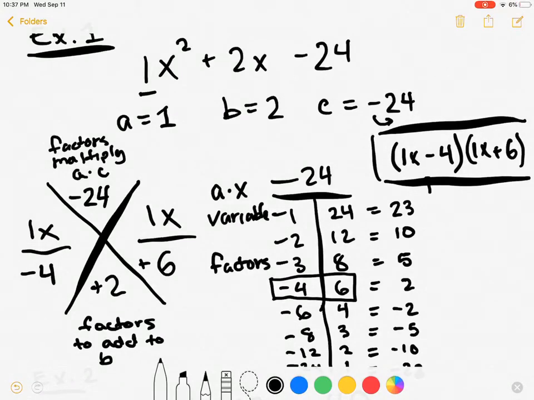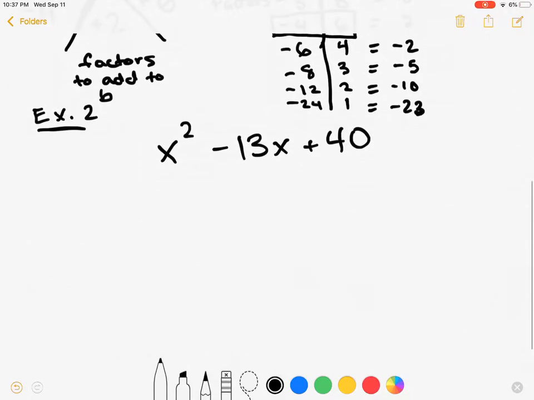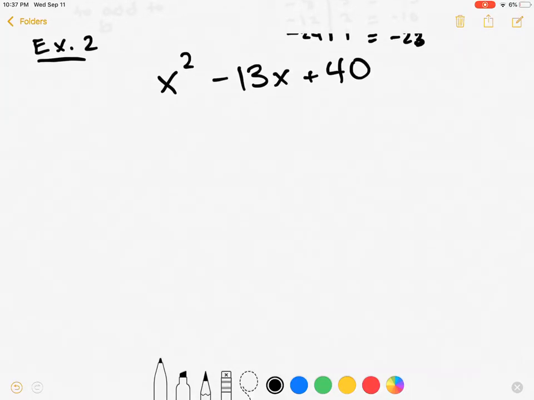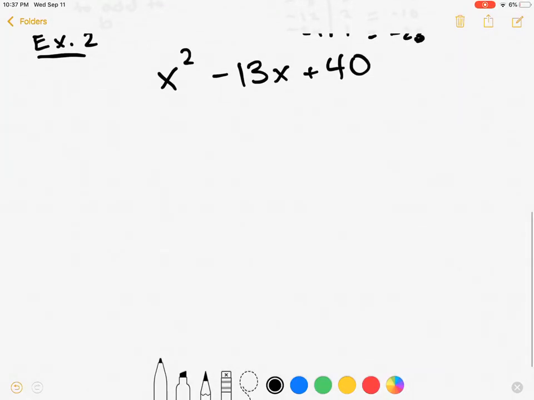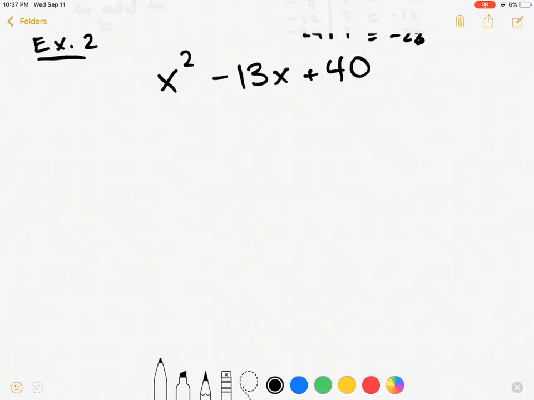All right, let's take a look at one more example, and we can use the diamond method to its fullest extent here. In example 2, we're going to use that same diamond method to organize and factor this trinomial, x squared minus 13x plus 40.